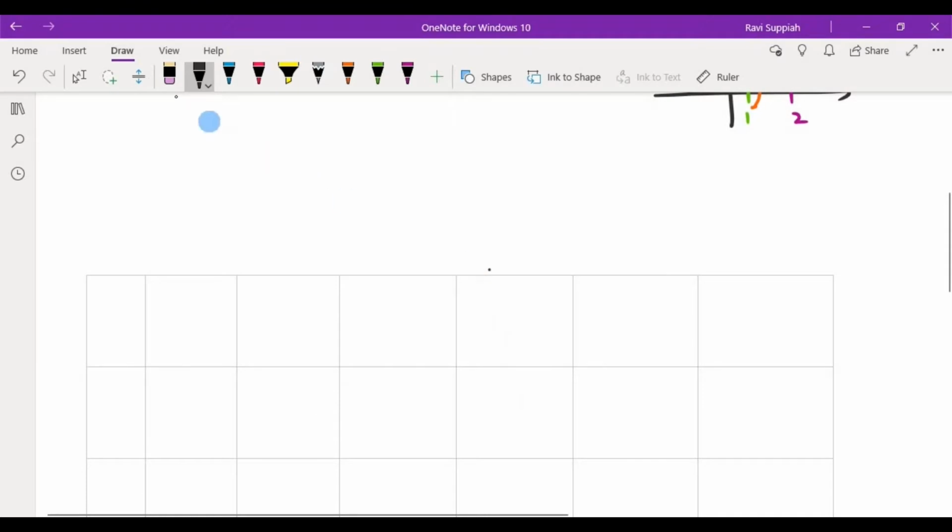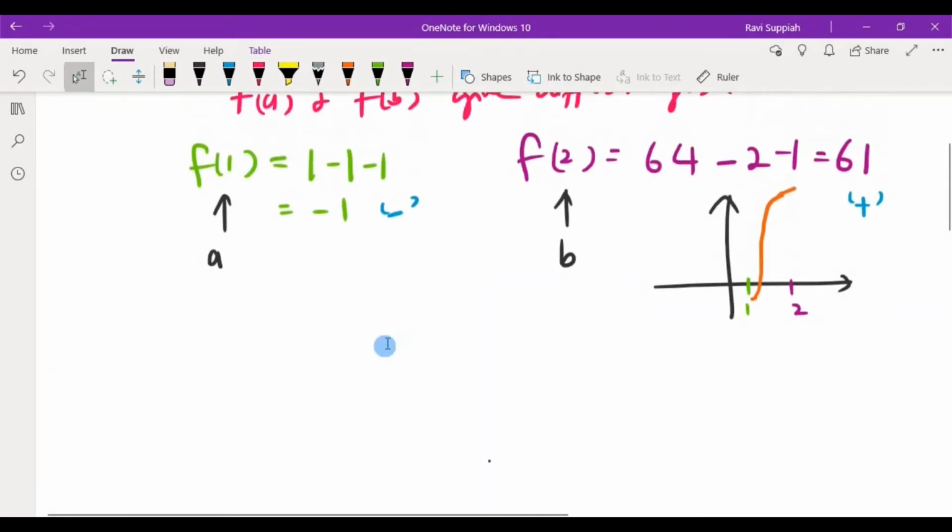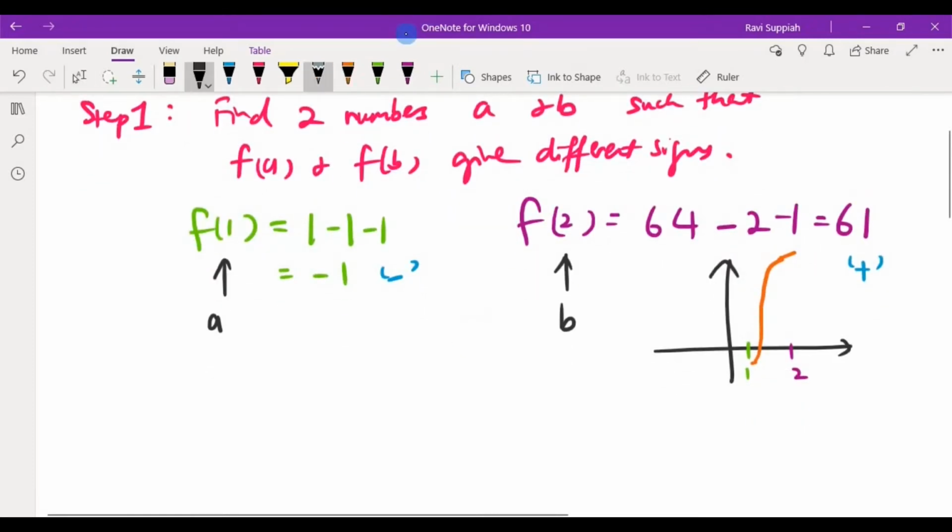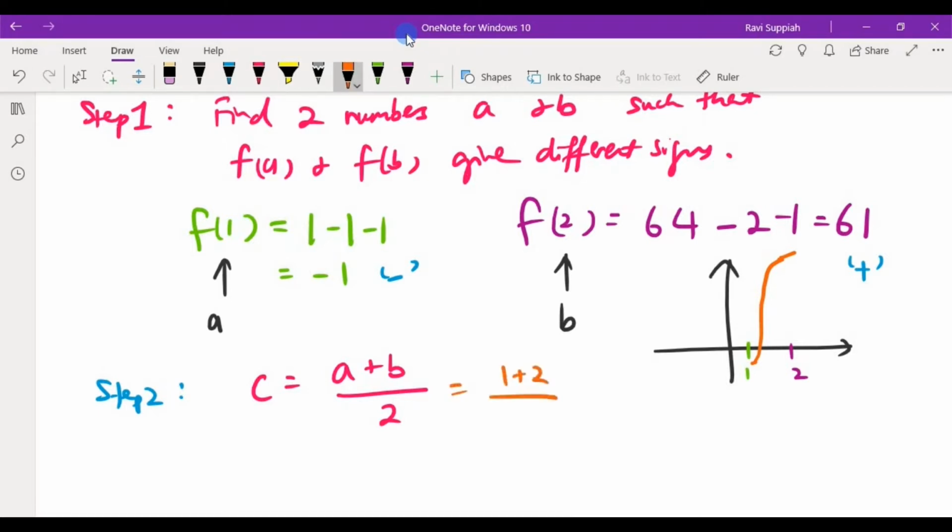Let me move this table down a bit first, because I'll be using that table shortly. Now for step 2, what we need to do is to compute c, and c is basically a plus b divided by 2. From the initial values of a and b, you get 1 plus 2 over 2, which is 1.5.